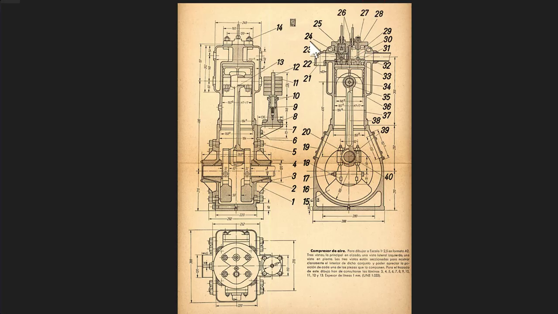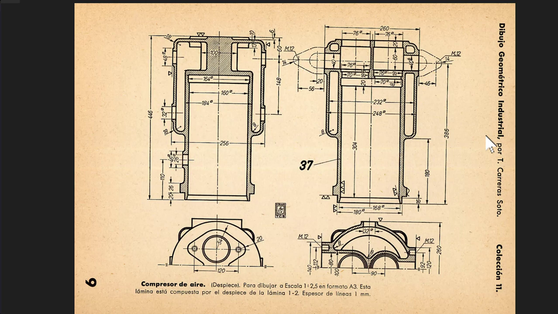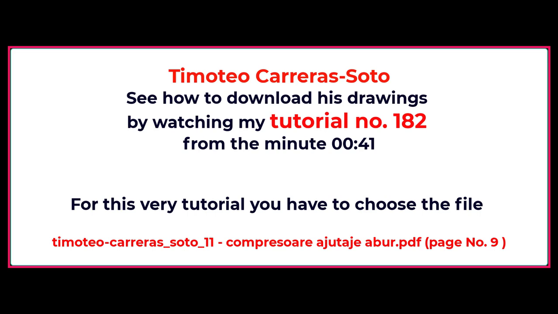The source comes from Timoteo Carrera Soto, and the part is this one with this detail. There are some problems with dimensions. For instance, this 304 must be 306, because if you count dimensions, you find that 2 millimeters are missing. This part is taken from Timoteo Carrera Soto drawings, and you can download it by watching the tutorial number 182.